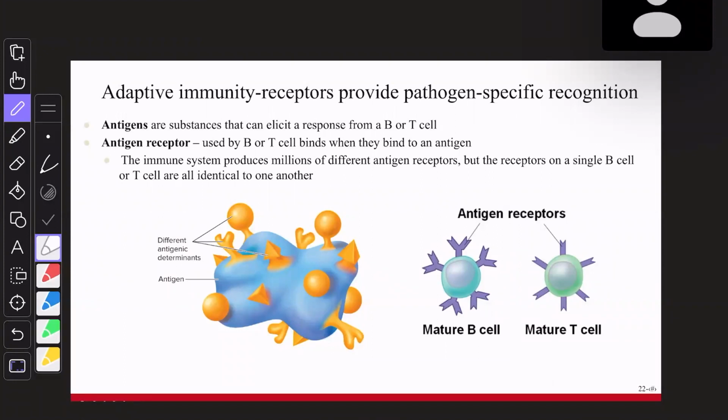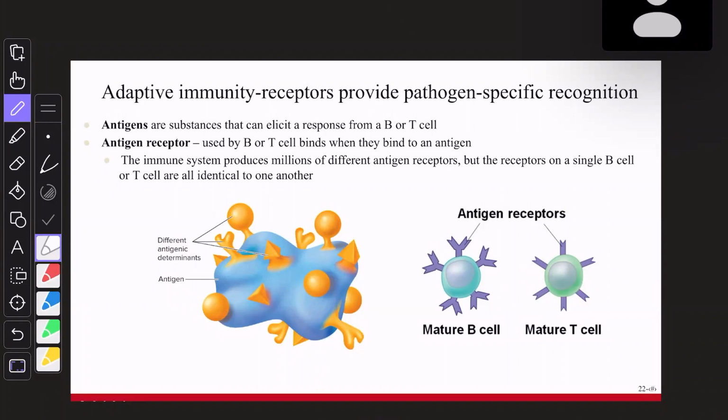Depending on the antigen and depending on the antigen receptor, we are either going to trigger a response from the B cells, which will generate an antibody, or a response from the T cells, which will cause what we refer to as a cell-mediated response.